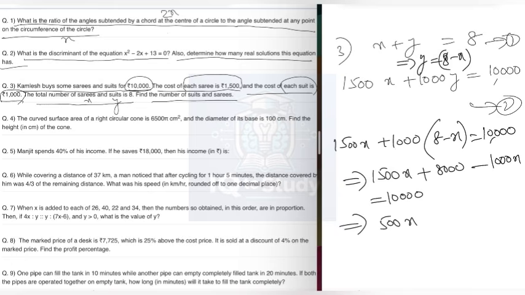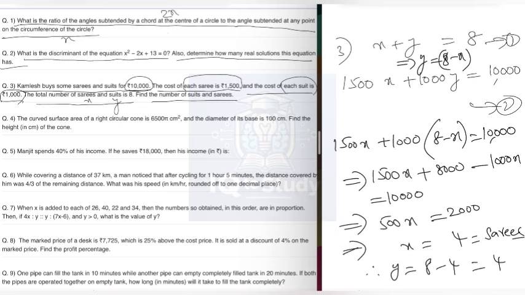500x is equal to 2000, which means x is equal to 4. If x is equal to 4, then y is 8 minus 4, that is 4. So, number of sarees is 4 and number of suits is 4.